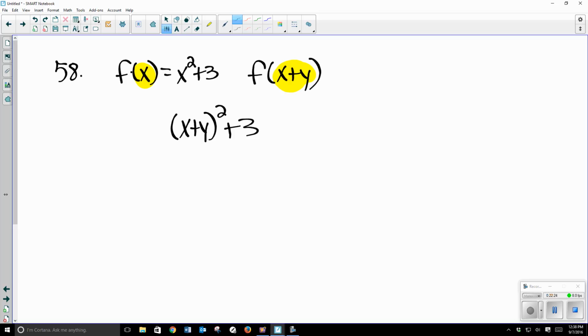Give me just a minute. You need to be able to square this quickly. Squaring a binomial: square the first, plus 2 times the first times the second, 2 times xy, plus the last squared, plus 3, and that's your answer.